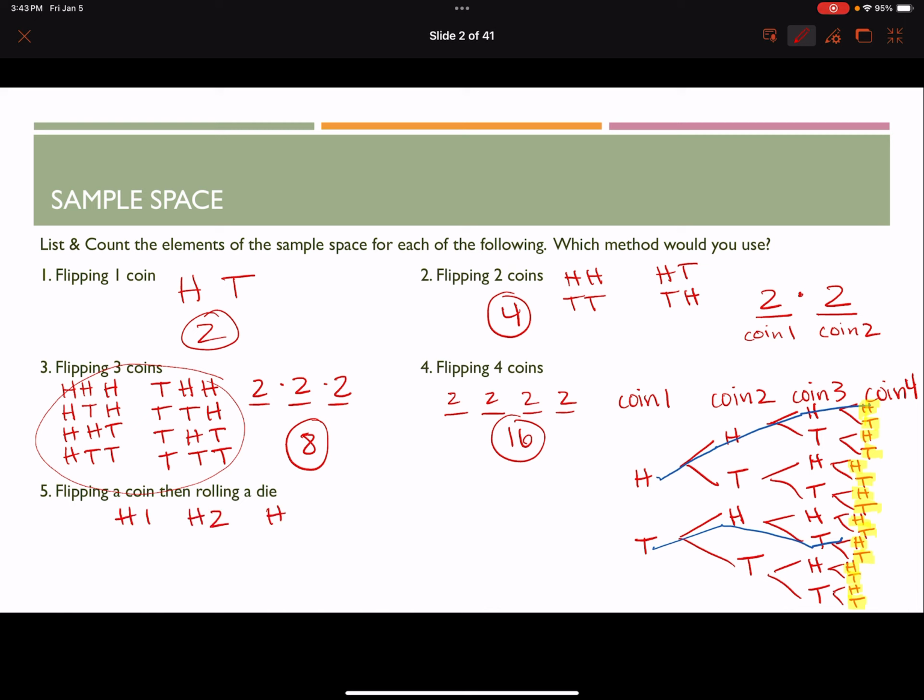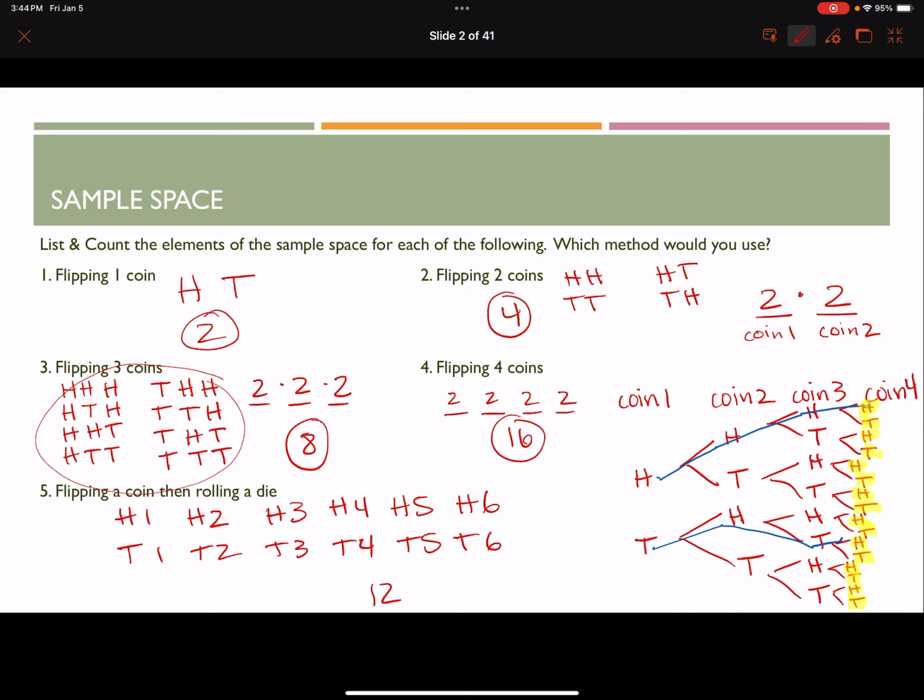So I could get a heads and a 1 on the die, a heads on the coin and a 2 on the die, a heads on the coin and a 3 on the die, etc. Or I could get a tails on the coin and a 1, 2, 3, 4, 5, or 6. So there's 12 possible outcomes.